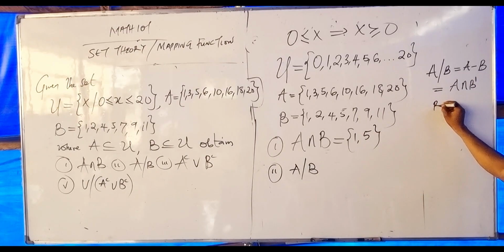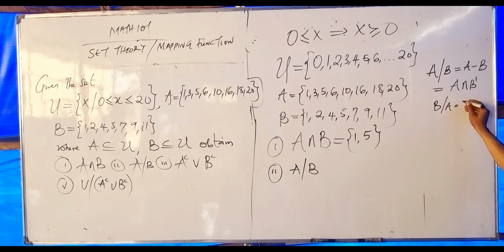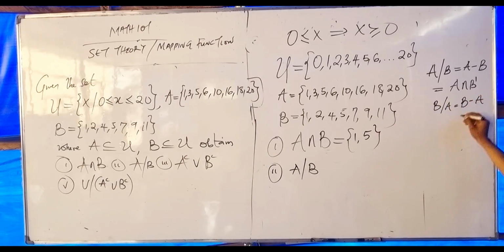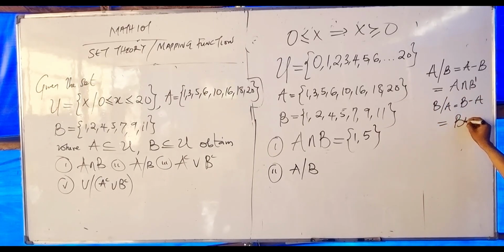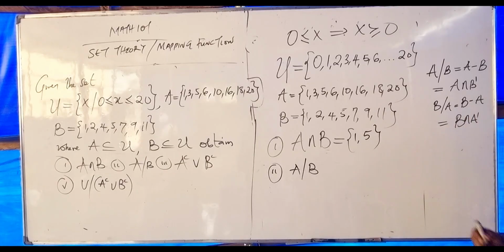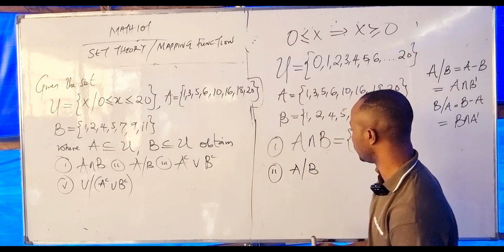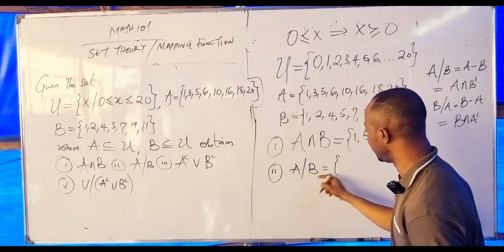If I have B difference A, that means B minus A, also the same as B intersection A prime or A complement. Are you getting the gist? Now, can we do the same thing? Can we solve this here? And what is the meaning of this difference?